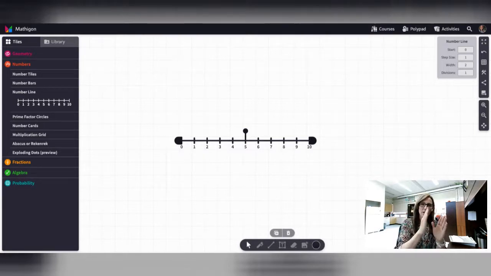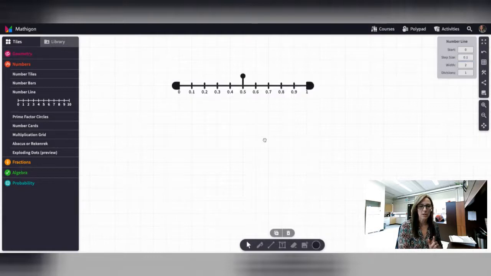And I want to look at the tenths. So breaking it up into decimals. So 0.1 or 1/10, 2/10, 3/10, and so on. So to do that, I need to do some playing around here in my settings. First things first, my step size is going to be 0.1 or 1/10. And what I need to do though, in order to make this work for our fraction strips, is I need them to line up perfectly like this.